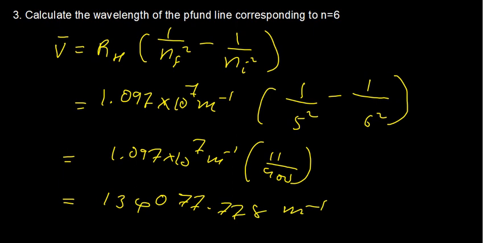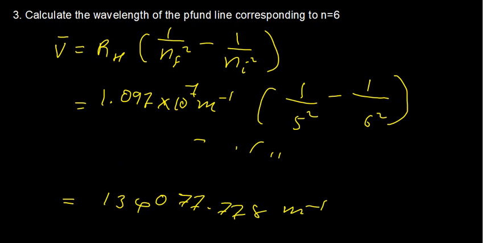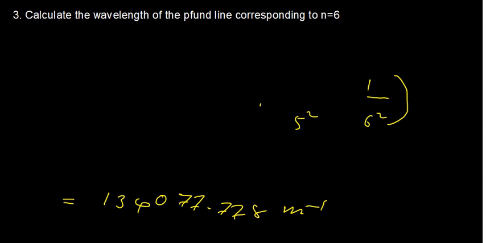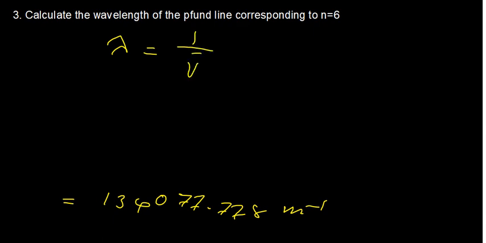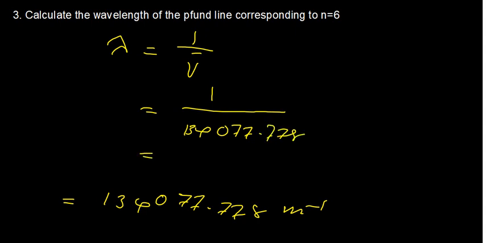Now we don't want the wave number. Our question asked us to calculate the wavelength. How do we now find the wavelength? Okay, so wavelength is simply the reciprocal of the wave number. So we have 1 over the wave number, 1 over 134077.778. So this should give us a wavelength of about 7.458 times 10 to the power negative 6 meters.